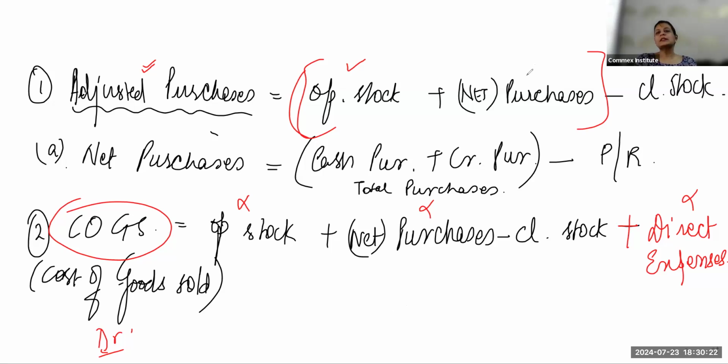And of course, net purchases they're not going to show separately because it has already been included over here. So we show only adjusted purchases. When we are showing COGS, then we won't even show the direct expenses. Only the closing stock will be shown and COGS will be shown.